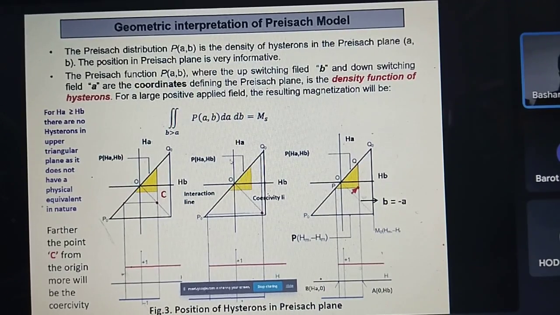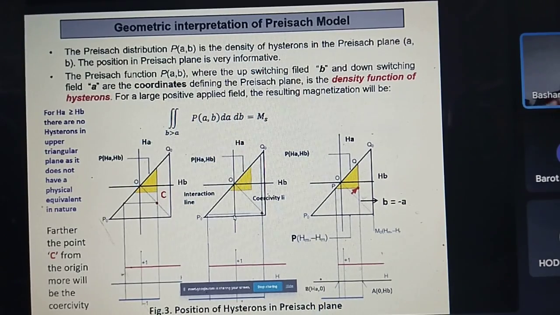The position of a dot on the coercivity line tells us the coercivity of the hysteron. See this second Preisach plane, here the dot is far away from the origin. It means it represents a hysteron which has more coercivity. Below are given the hystereses for the hysteron that is represented at point C, and another hysteron represented here. As you can see, the coercivity of the hysteron in the middle is large compared to that of the hysteron which is here. So in this Preisach plane, the position of these hysterons tells us about their coercivity.